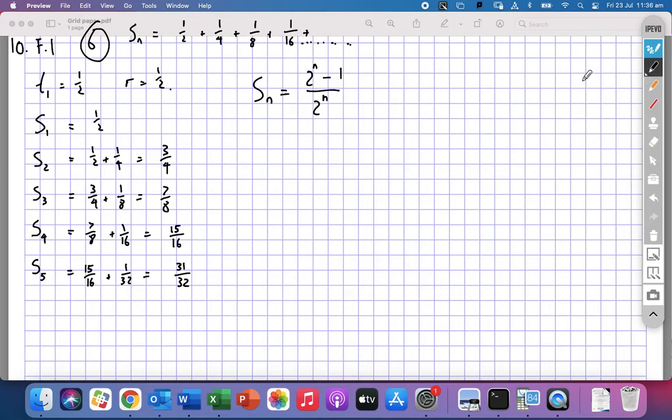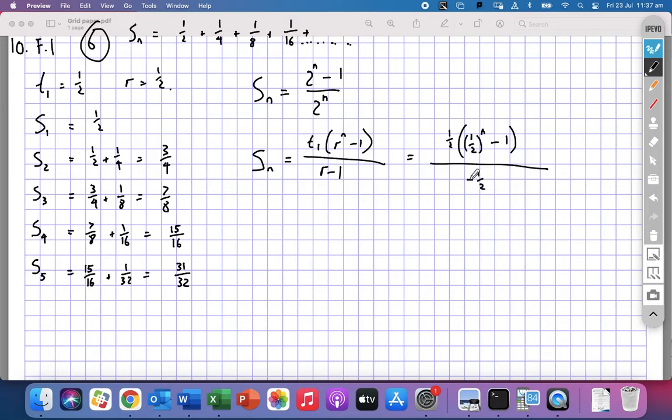Now, in this question, they want you to use the geometric series formula, which we know is T1 r to the power of n minus 1 on r minus 1. We know what our T1 is. We know what our r is. So if we use T1 as being a half, r is a half, to the n minus 1. And then we have to divide all of that by r minus 1. So that's a half minus 1, which will be negative a half.